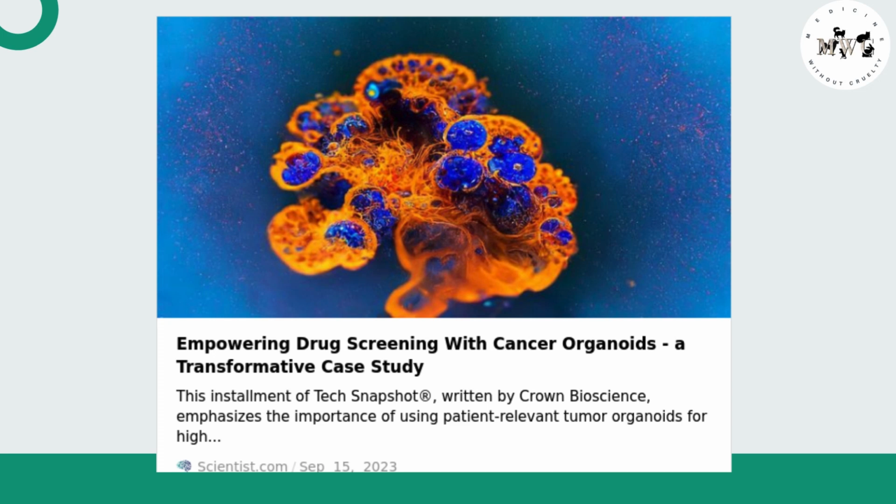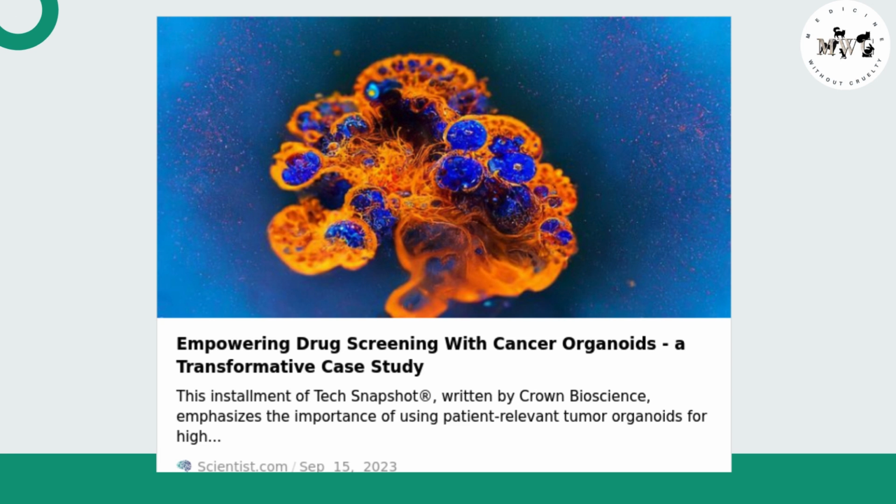Now, these patient-derived organoids, or PDOs, retain the unique genetic and histological characteristics of the original cancer, allowing scientists to test various drug responses in vitro, meaning within a laboratory or laboratory condition. This approach enables the identification of the most effective treatment strategies for each patient, thereby enhancing the precision of cancer therapy.